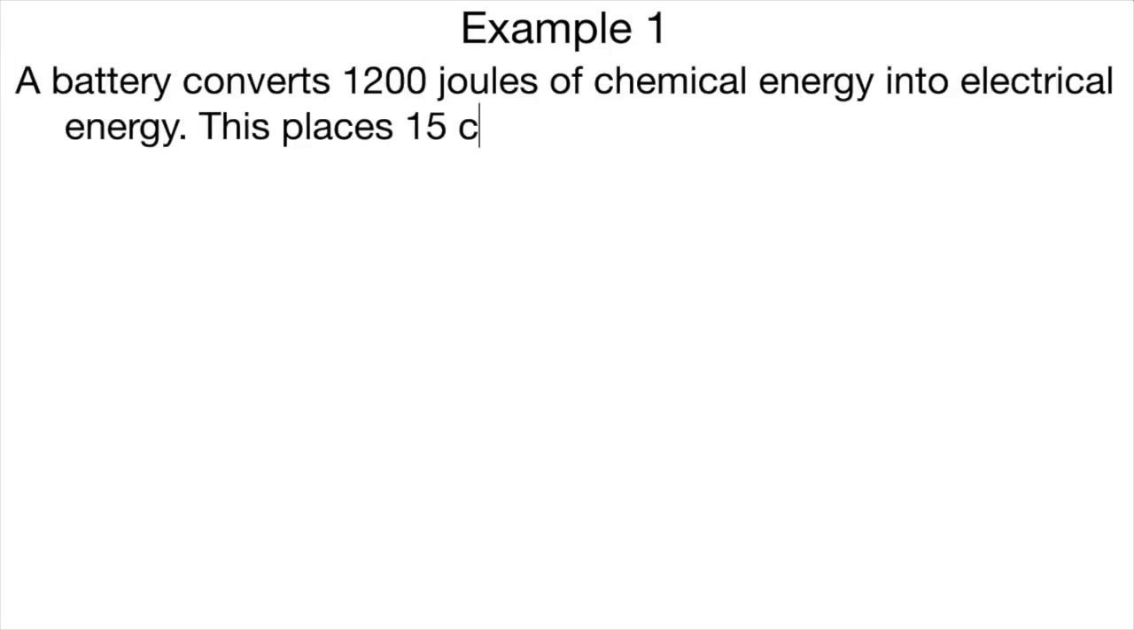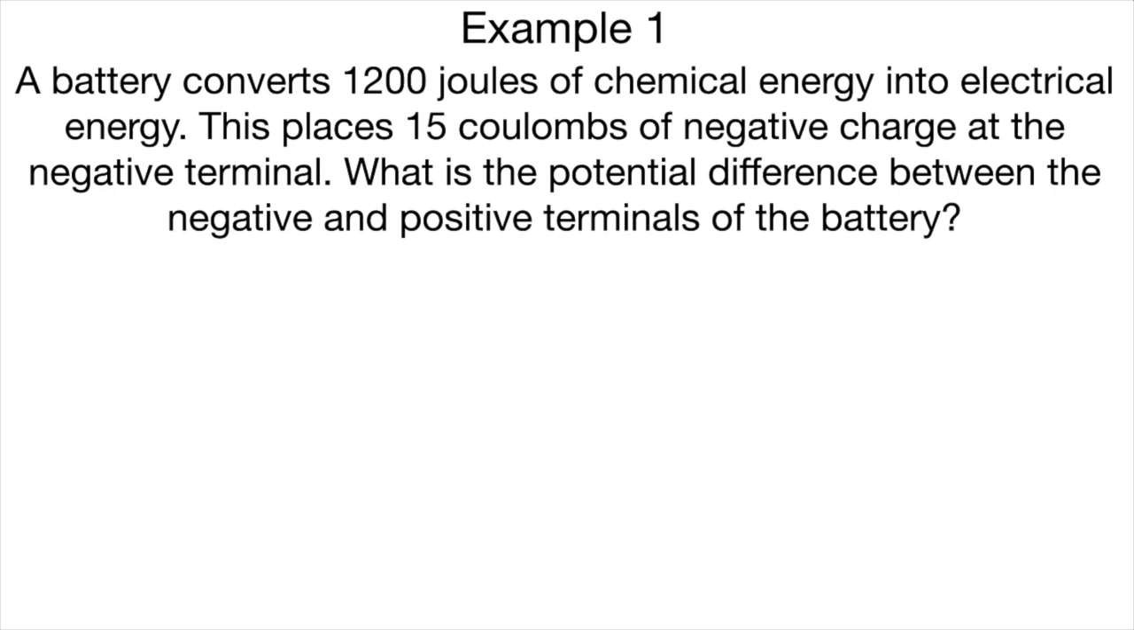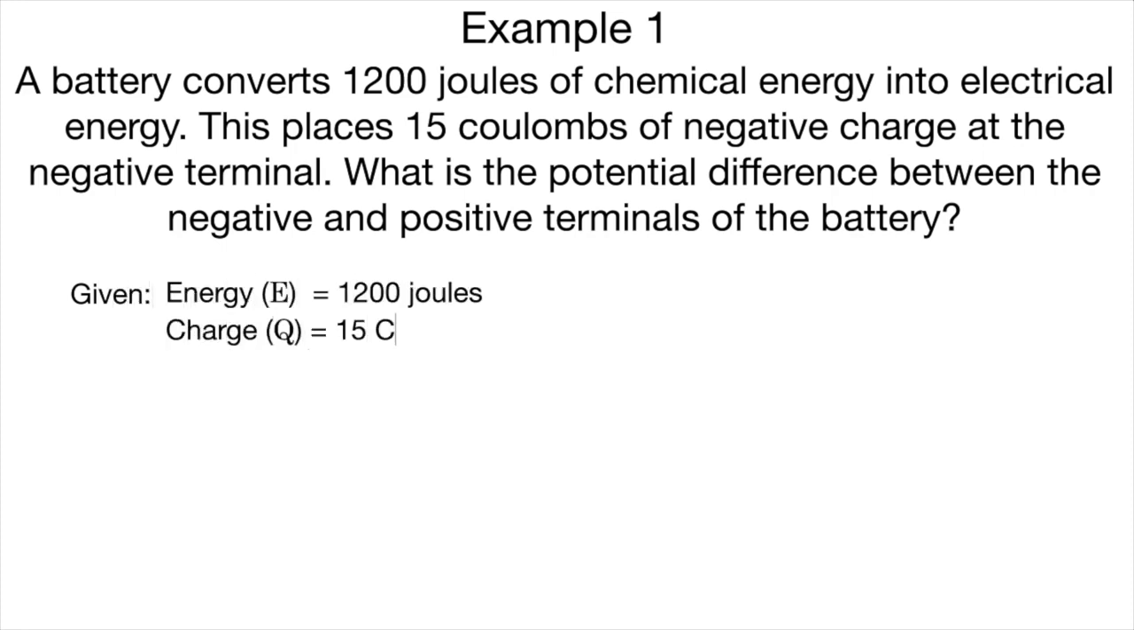A battery converts 1200 joules of chemical energy into electrical energy. This places 15 coulombs of negative charge at the negative terminal. What is the potential difference between the negative and positive terminals of the battery? Given. We have the energy E, which is equal to 1200 joules, and the charge Q, which is equal to 15 coulombs. Unknown. What we don't know is the voltage, the potential difference. But we do know the equation. V equals E over Q.